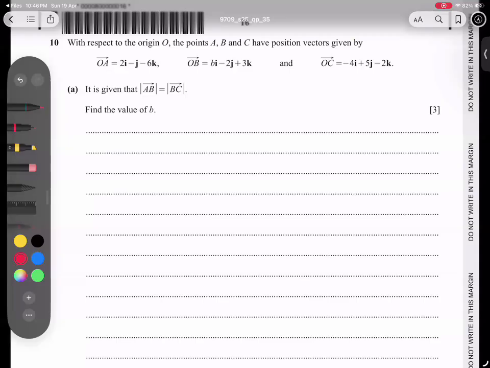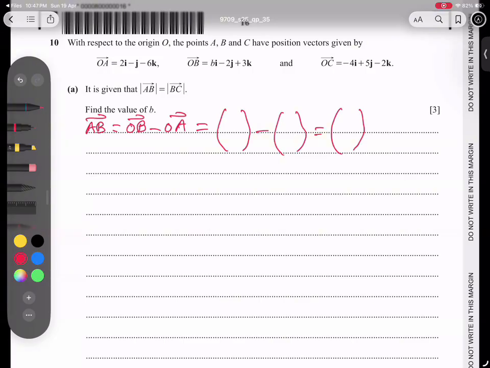Question number 10, students, we have a vector topic, ABC given. You can see the OA, OB, and OC. And we have given AB length and BC length are equal to each other. So first of all, how to get AB? AB vector. So OB minus OA. There's a rule we have to apply. And if I apply OB here minus OA here, here I get AB.